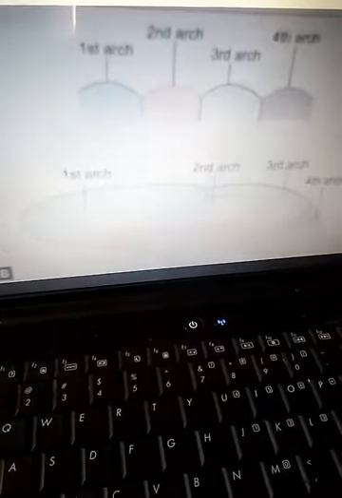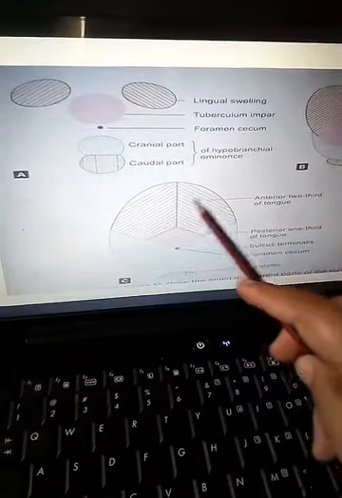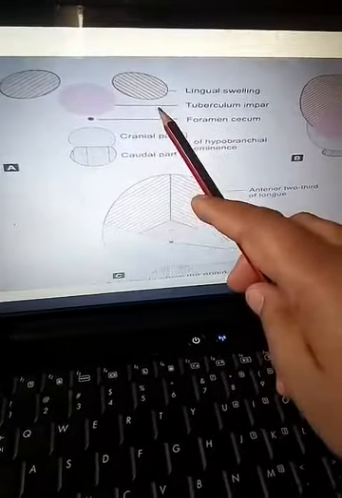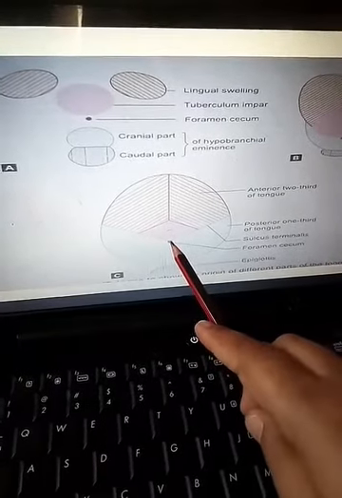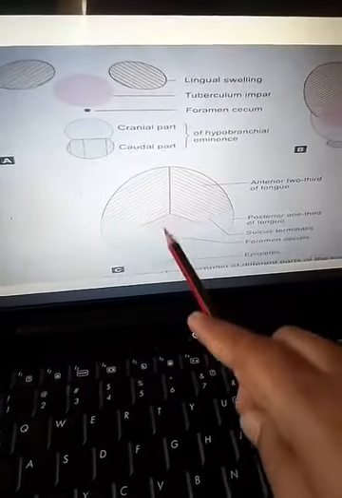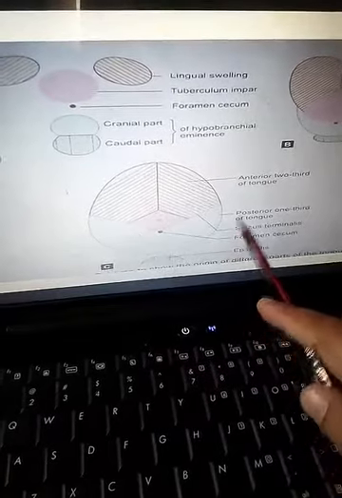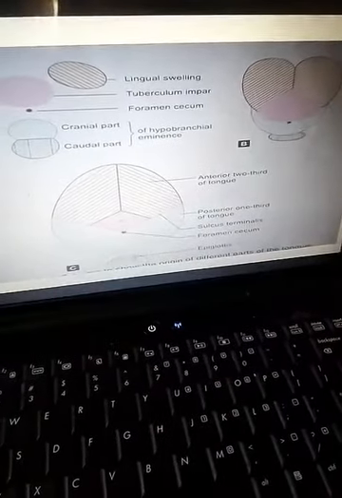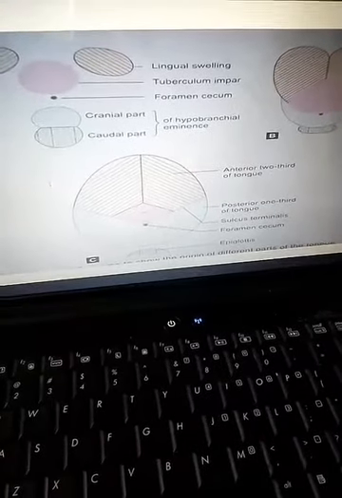Now we have the components of the tongue also. Here you can see the anterior two-thirds of the tongue arises from the lingual swellings, and this is the tuberculum impar. We have the foramen cecum. The foramen cecum is a demarcation between the anterior two-thirds and the posterior one-third. Okay. Then we have the other components: the mucous membrane, the muscle, and the fibroareolar stroma.